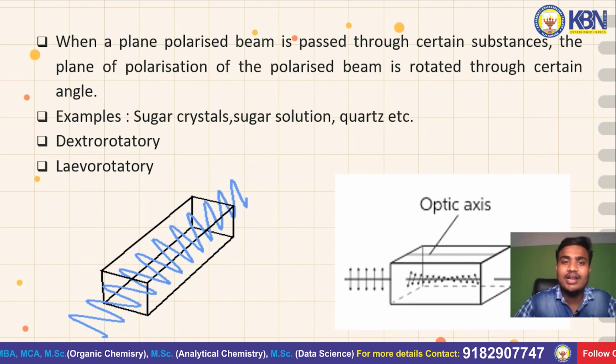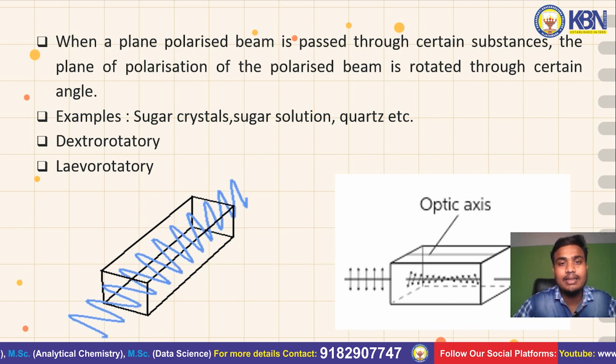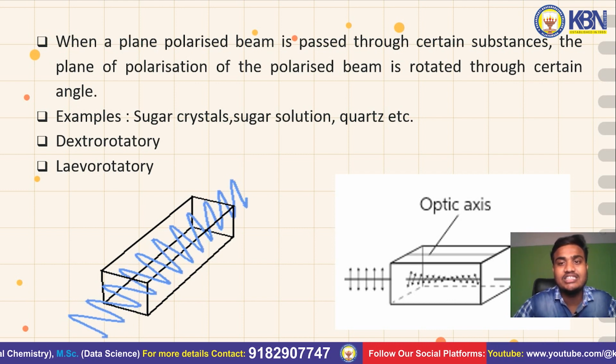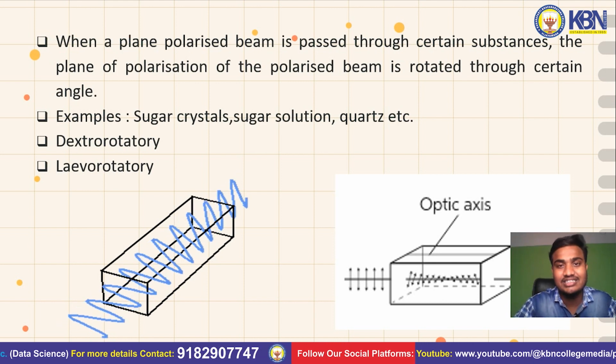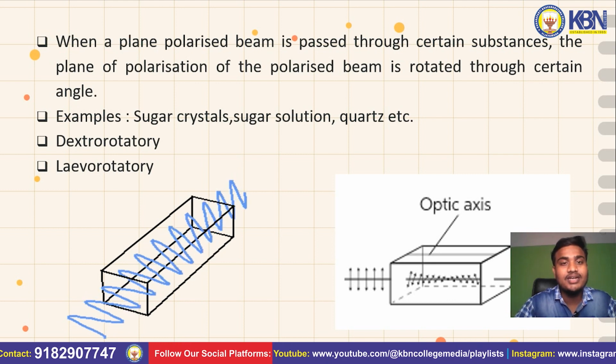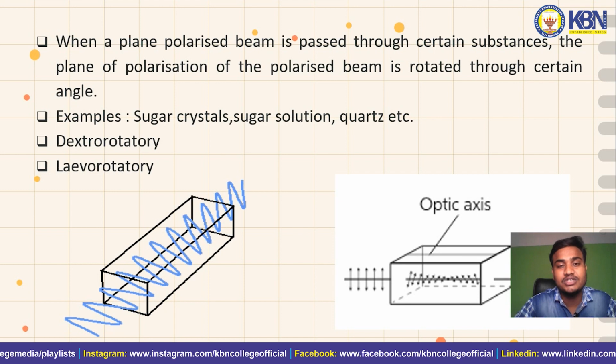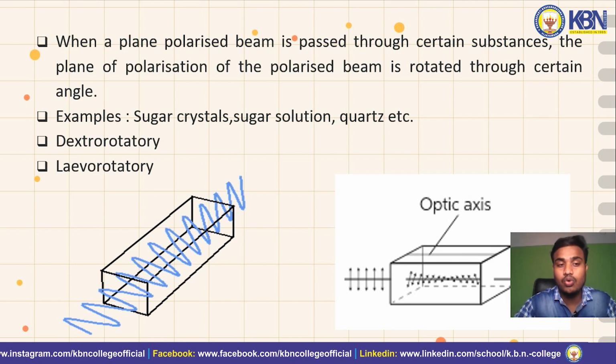When a plane polarized beam is passed through certain substances, the plane of polarization of the polarized beam is rotated through a certain angle. This phenomenon is known as optical activity, and the substances which produce this activity are known as optically active substances. The examples of optically active substances are sugar crystals, sugar solution, or quartz, etc.